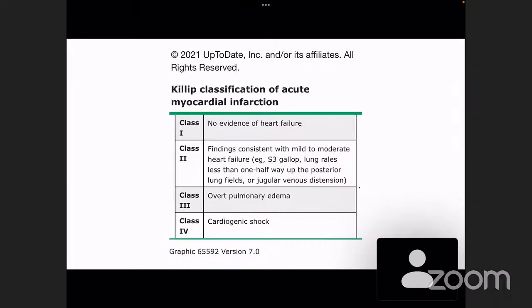For class 1, the 30-day mortality will be 2 to 3%, and in-hospital will be less than 6%. For class 2, consistent with mild to moderate heart failure, the 30-day mortality will be from 5 to 12%, and in-hospital mortality will be less than 17%. For class 3, the pulmonary edema, and class 4, the cardiogenic shock, the 30-day mortality for both will be from 10 to 20%. As for in-hospital mortality, pulmonary edema will increase the mortality to 38%, while cardiogenic shock will increase the mortality rate to 81%.